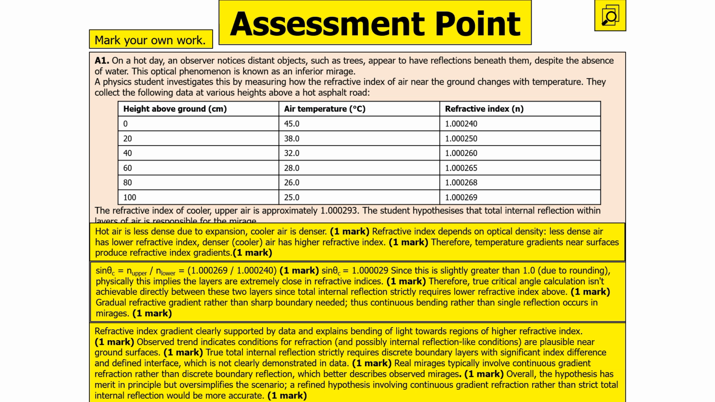Now, real mirages typically involve a continuous gradient refraction rather than a discrete boundary reflection, which better describes the observed mirages. So the hypothesis has got merit, but oversimplifies the scenario. A more refined hypothesis involving a continuous gradient refraction rather than a strict total internal reflection will be a more accurate idea of the situation.